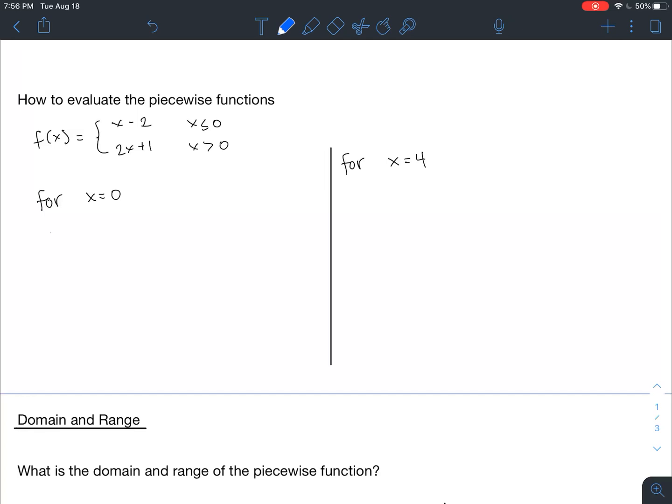So we're going to say f of 0 is equal to 0 minus 2. So f of 0 is equal to negative 2.